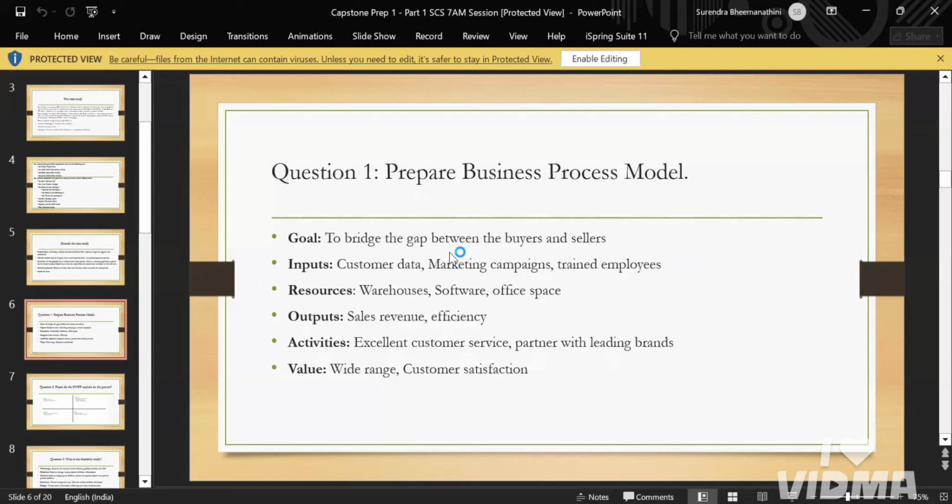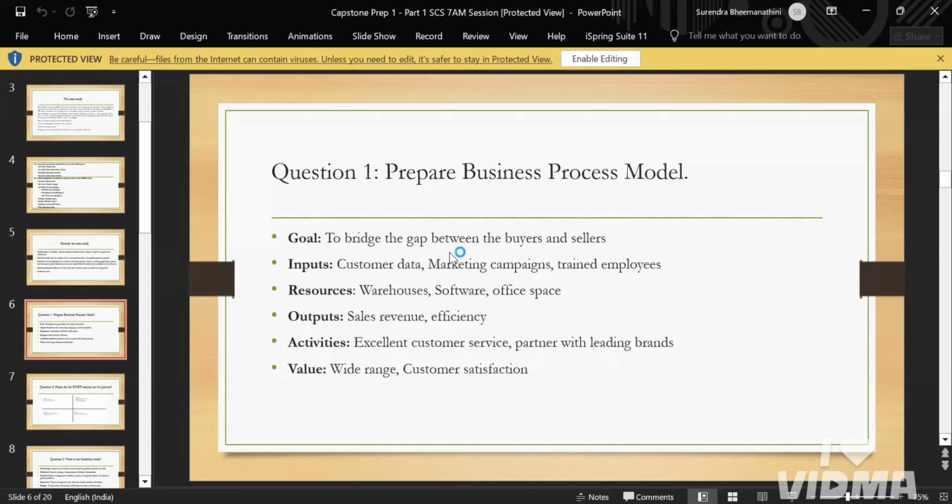So here the goal is to bridge the gap between the buyers and the sellers. We need to fill the gap between the buyers and the sellers. The inputs are customer data, marketing campaigns, and trained employees. The resources are software, databases, warehouse, and office space. The outputs are sales revenue and efficiency. And the activities are excellent customer service and partnering with leading brands.